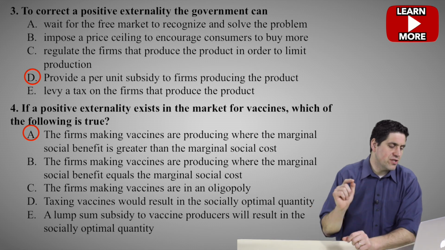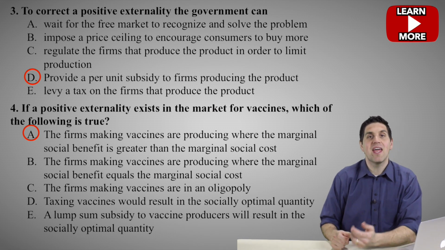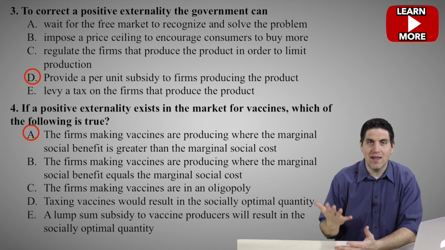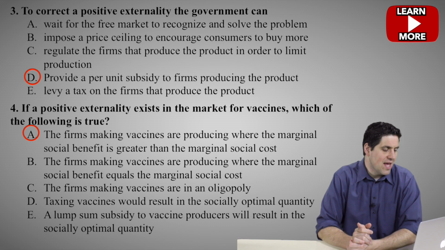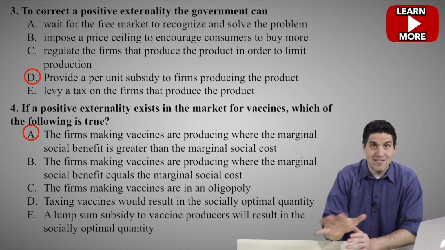Let's look at the wrong answers. In B, the firm is not producing where the marginal social benefit equals marginal social cost. If they were, then there wouldn't be a positive externality. There'd be no reason for the government to get involved. C, the firm making vaccines is an oligopoly. I don't know, maybe. But it's not the right answer.